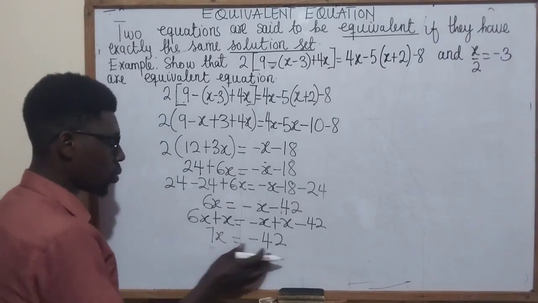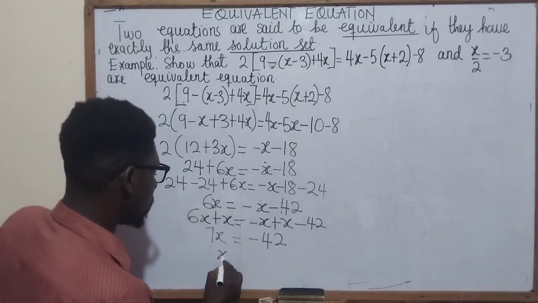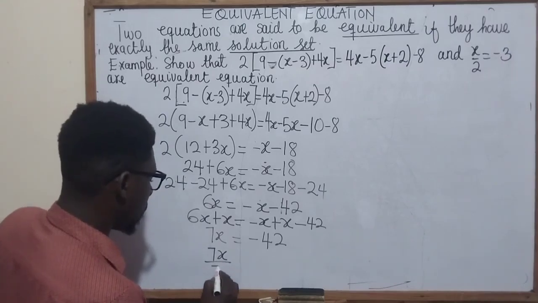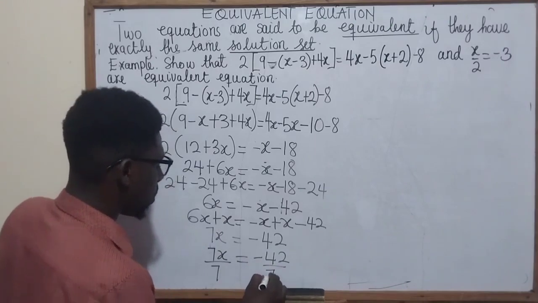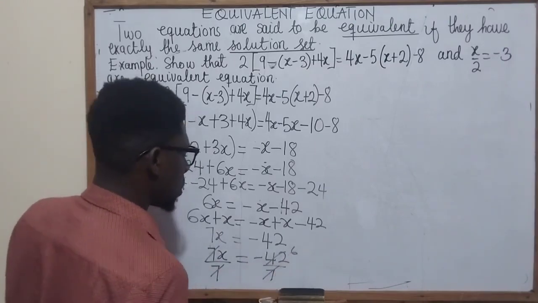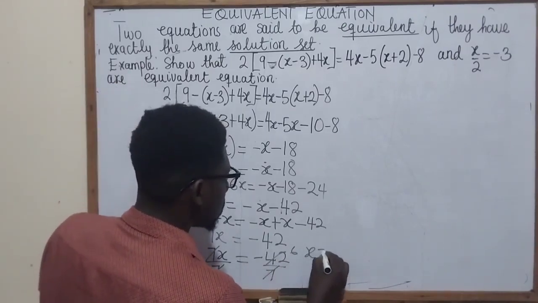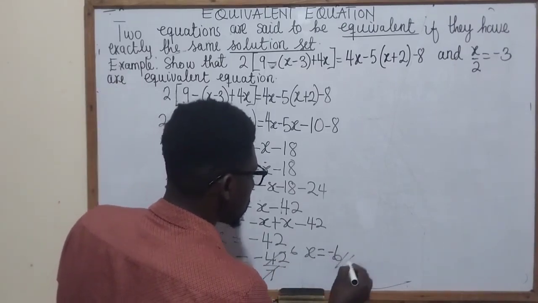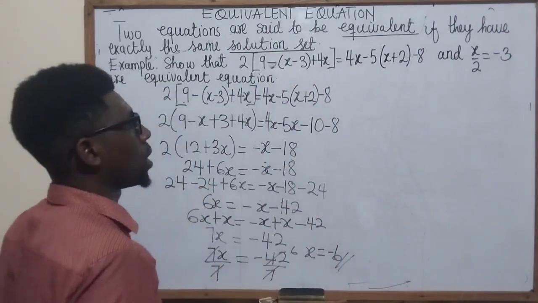So I divide both sides by 7. This is going to give me x equals, 7 goes into 42 six times. So my solution set will be x is equal to negative 6. That's my solution set for this equation.